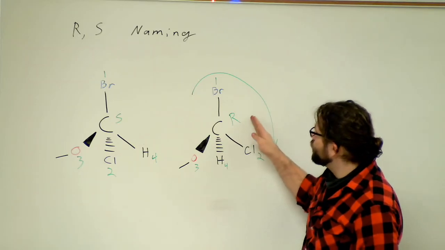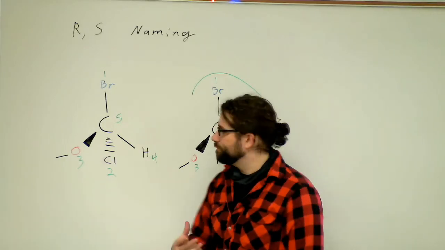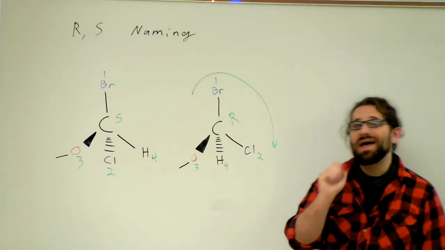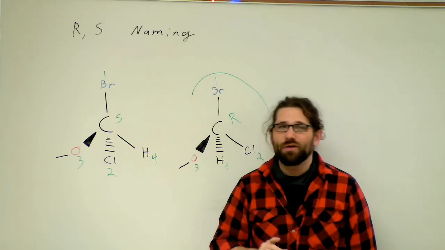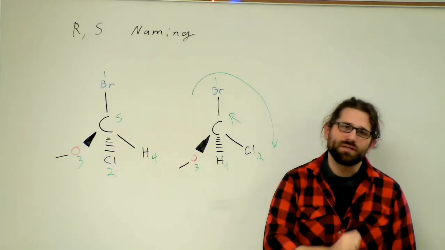If I flip two groups in order to figure it out, I just flip it back to know my original orientation. So now we can figure out the R, we can figure out the S, and this is going to be for every chiral center. Every single chiral center is going to have this same exact orientation, okay?